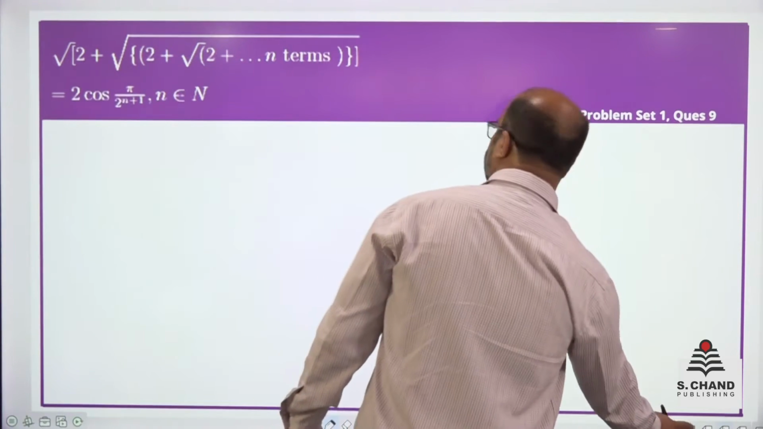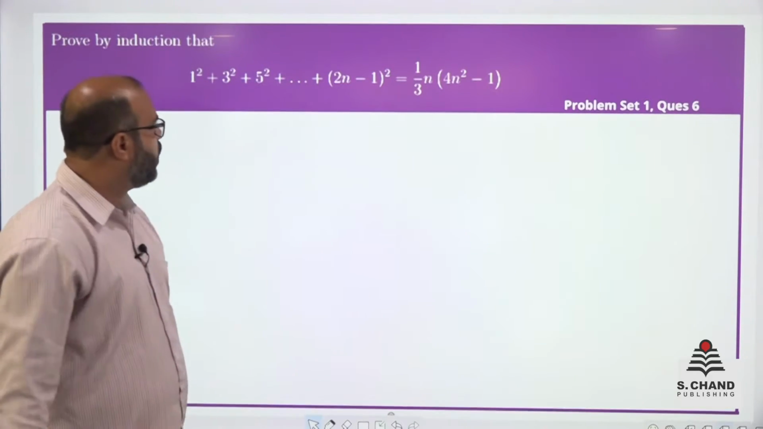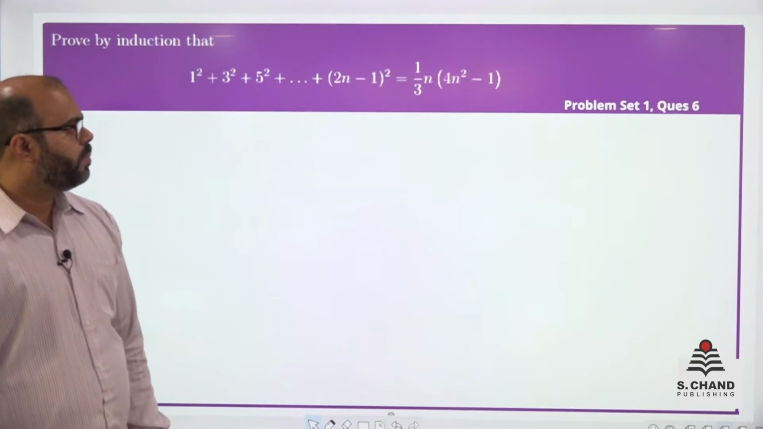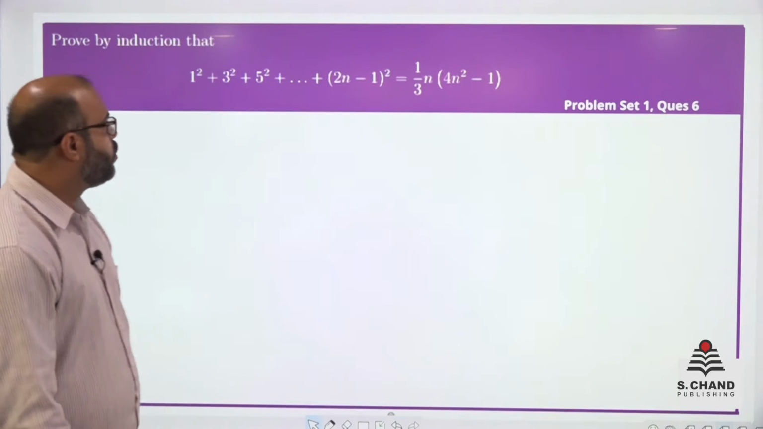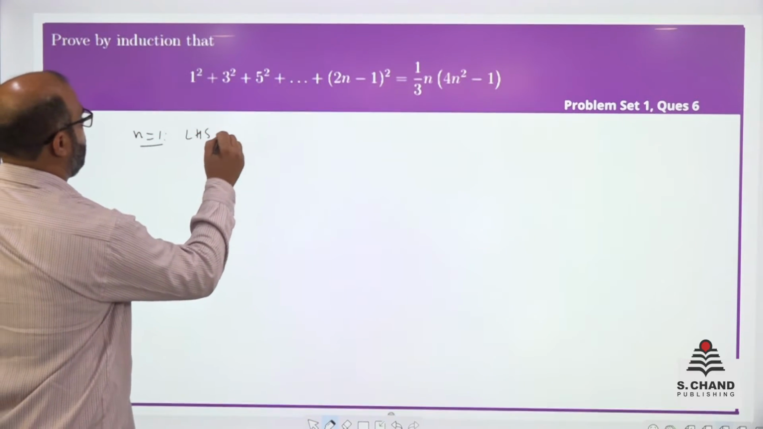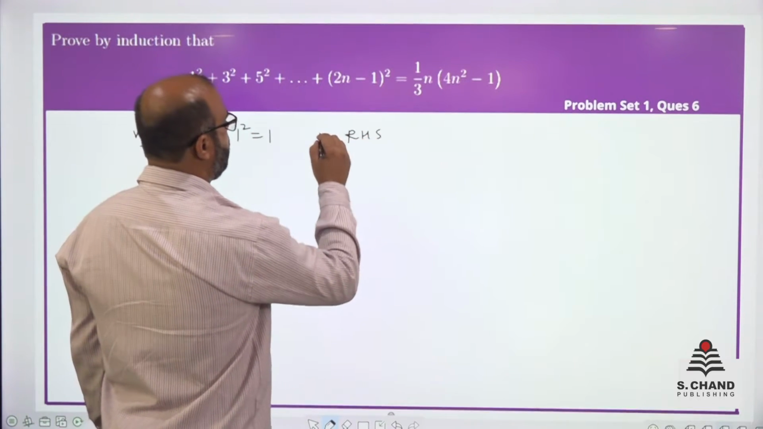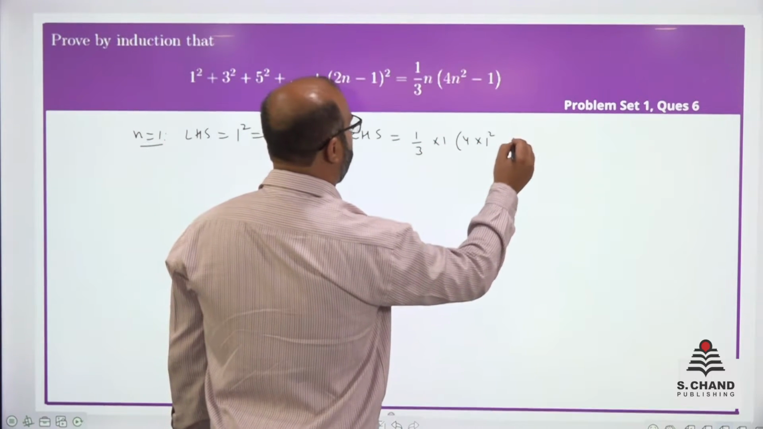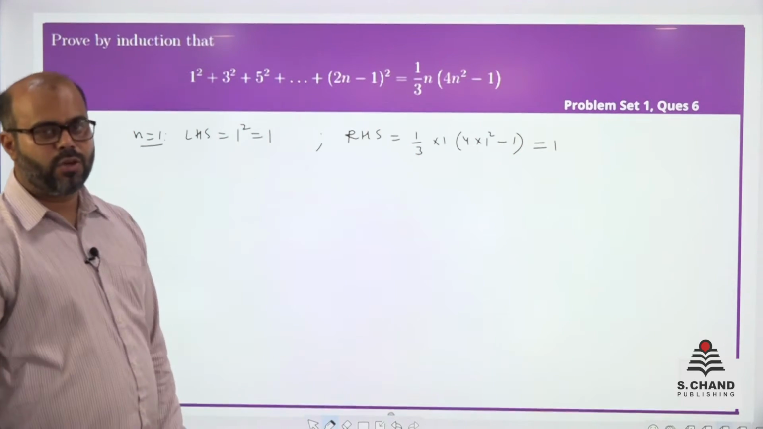So the first question which comes to us is this one: 1 square plus 3 square plus 5 square and so on plus (2n minus 1) whole square is 1 by 3 n into (4n square minus 1). You have to prove it by induction. So for n is equal to 1, we will see the left hand side. Left hand side is 1 square, which is 1, and we will see the right hand side. Right hand side will be 1 by 3 into 1 into (4 into 1 square minus 1). This will be 3 by 3, which is 1. So it is true for n is equal to 1.